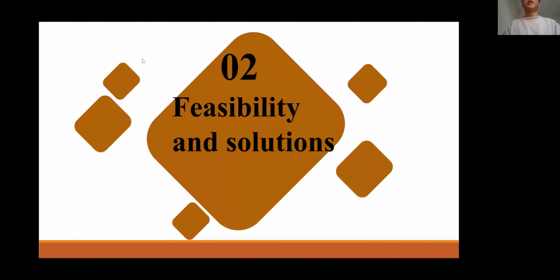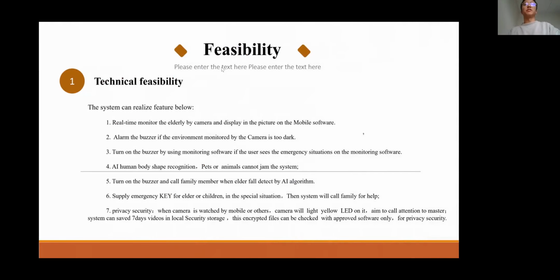Okay, thanks, Qiao Tian. So I will talk about the feasibility and solutions of our presentation. For the feasibility part, I will divide it into two parts. The first one is the technical feasibility, and our system can realize the features below. Feature one is to real-time monitor the elderly by camera and display the picture on the mobile software. Feature two is to alarm the buzzer if the environment monitored by the camera is too dark. Feature three is that it will turn on the buzzer by using monitoring software if the user sees an emergency situation on the monitoring software.